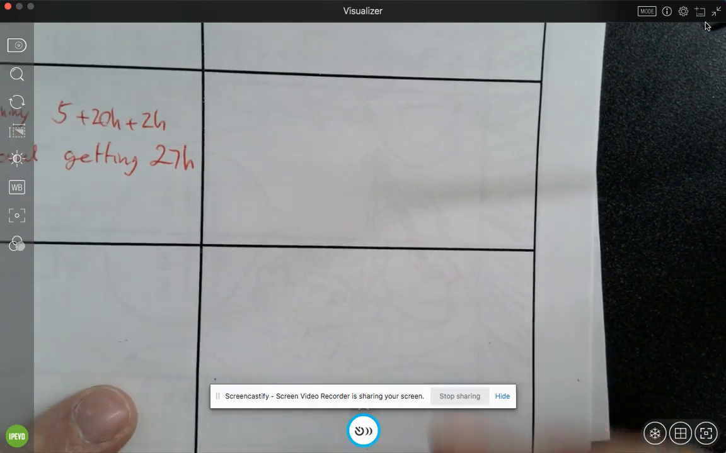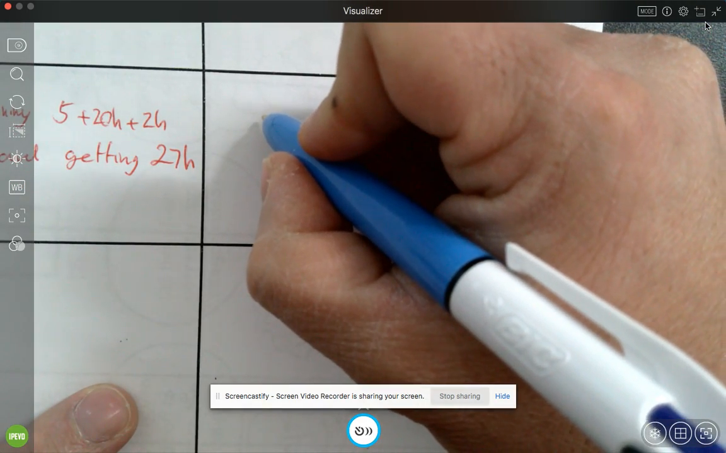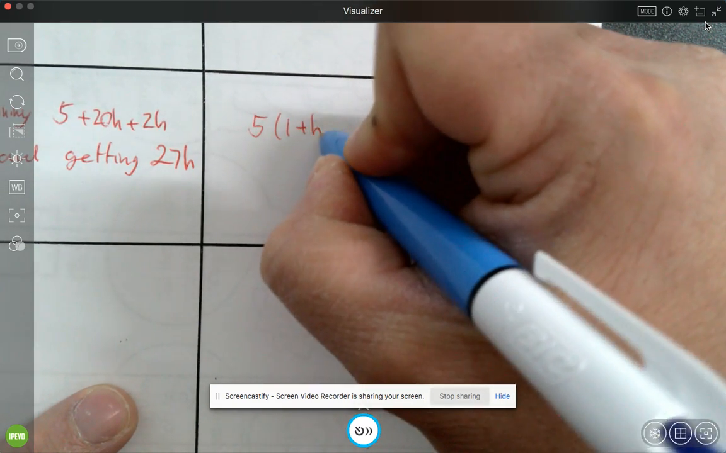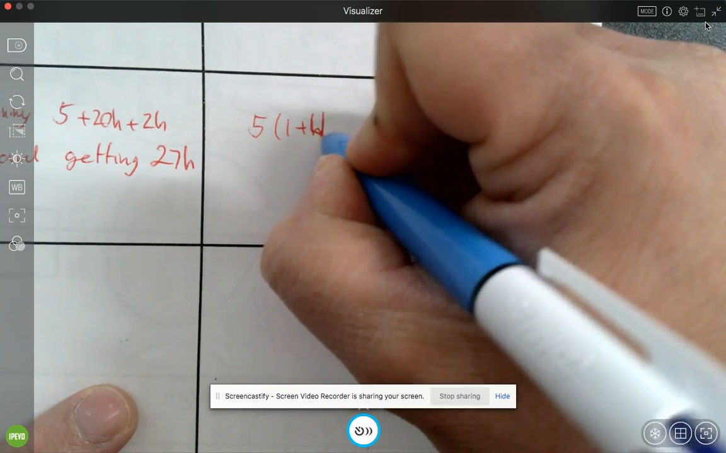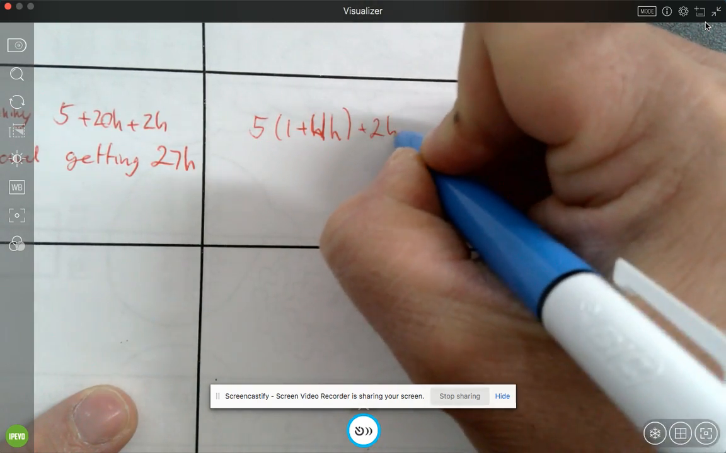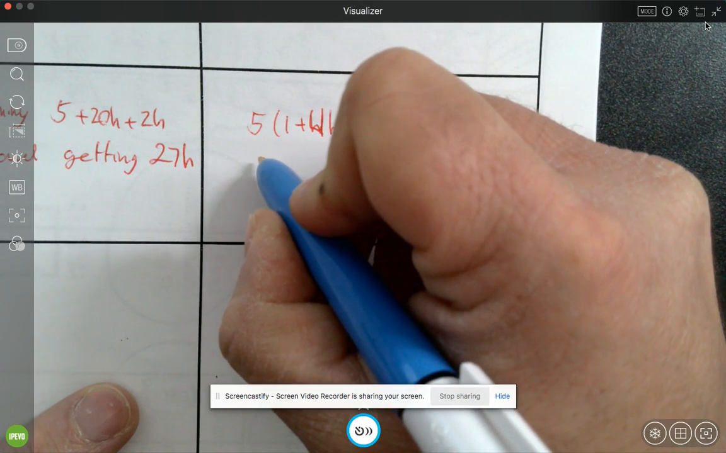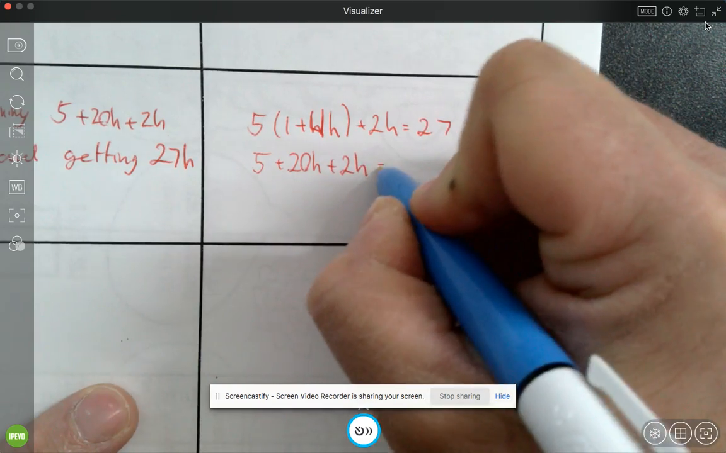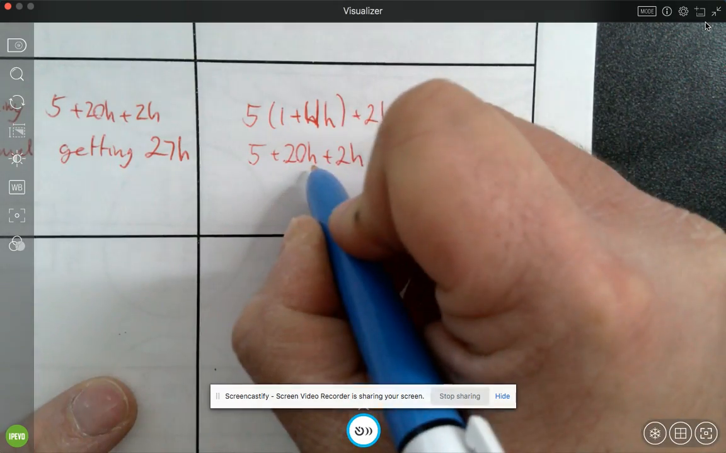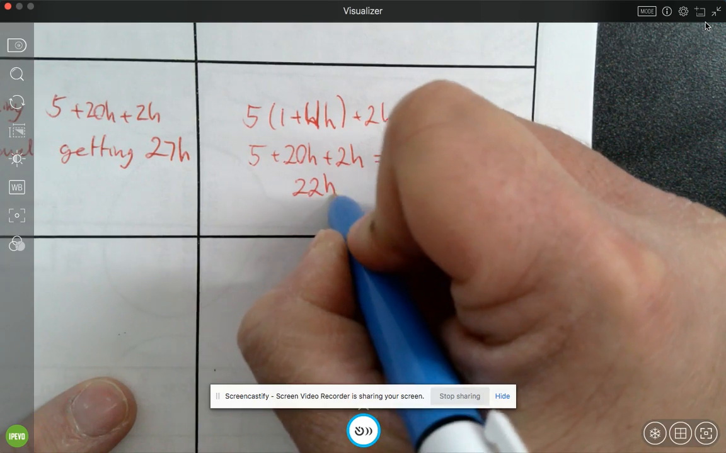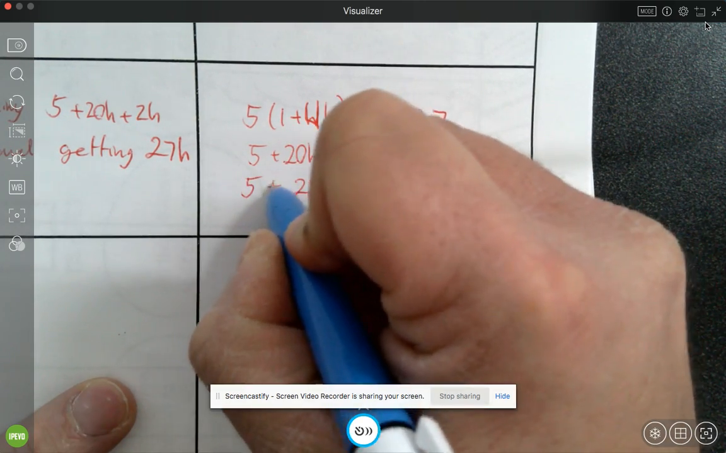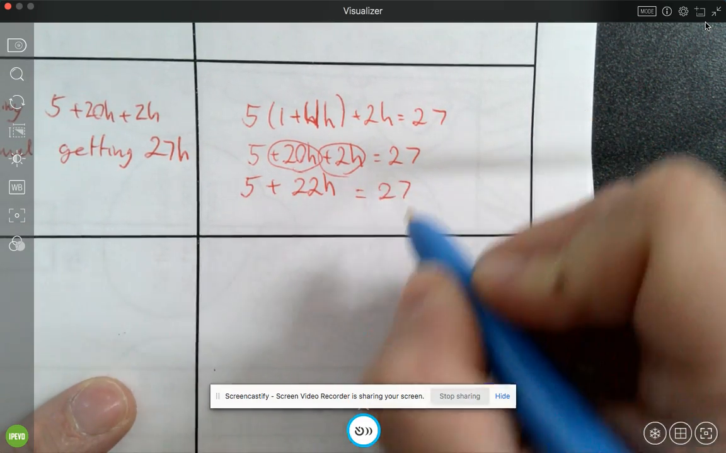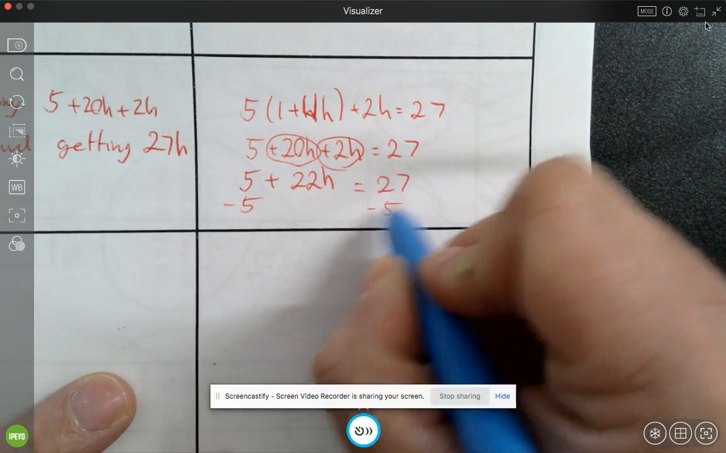So when I go to correct it, I'll do the whole thing. 5 times 1 plus 4h. Okay, so this part was okay. 5 plus 20h plus 2h equals 27. All right. So here again, it should have been 22h. The 5 should have stayed by itself. That's a constant when I combine these two. Equals 27. Should work out nicer.